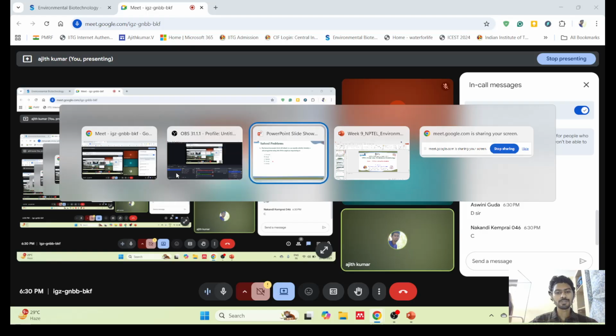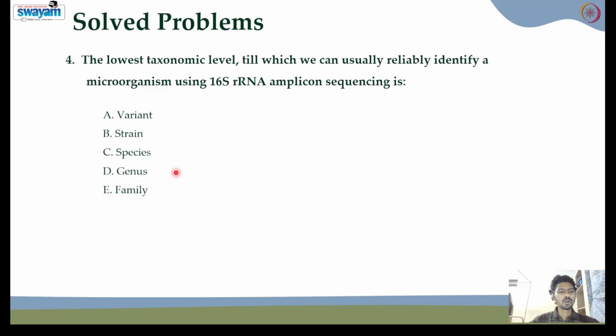Option D and option C, option C and option D. Okay. So let's see the answer. The correct answer is option D, genus.